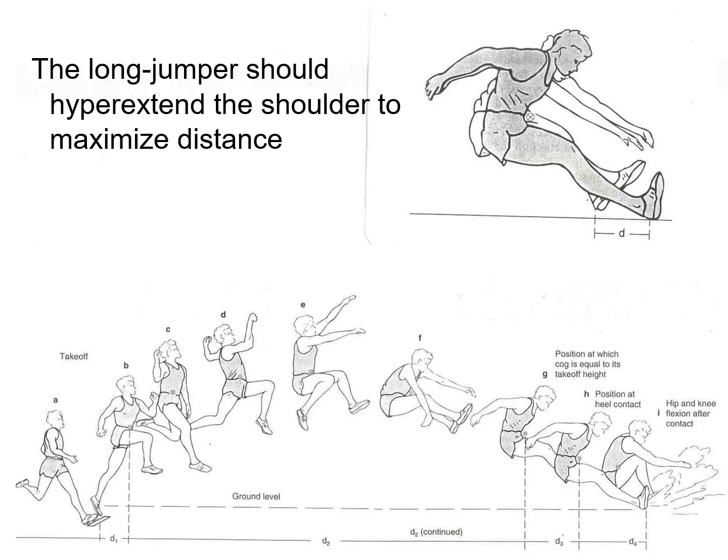If we're looking at a long jumper, they should hyperextend their shoulder to maximize distance. Shoulder and knees to maximize, well, they can't hyperextend their knee, but if they throw their arms back and stretch out their legs, they can get a further long jump distance.